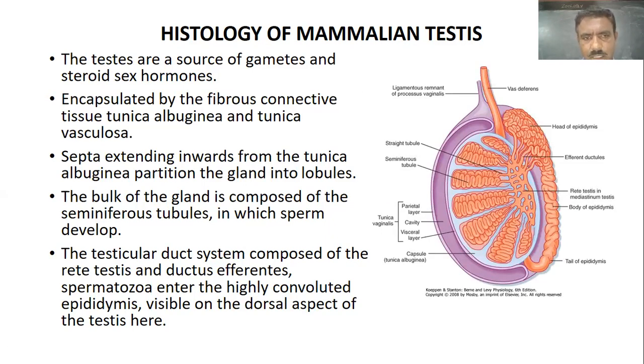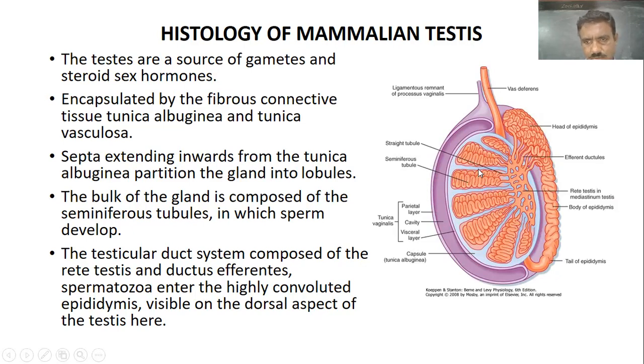And these testes are encapsulated by fibrous connective tissue, called the tunica albuginea, and tunica vasculosa. Septa extending inward from the tunica albuginea partition the gland into lobules. This divides the testes into lobules.